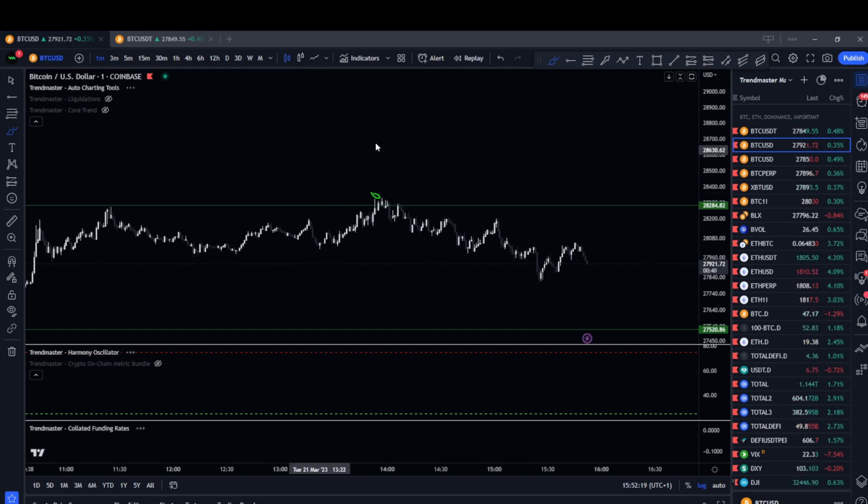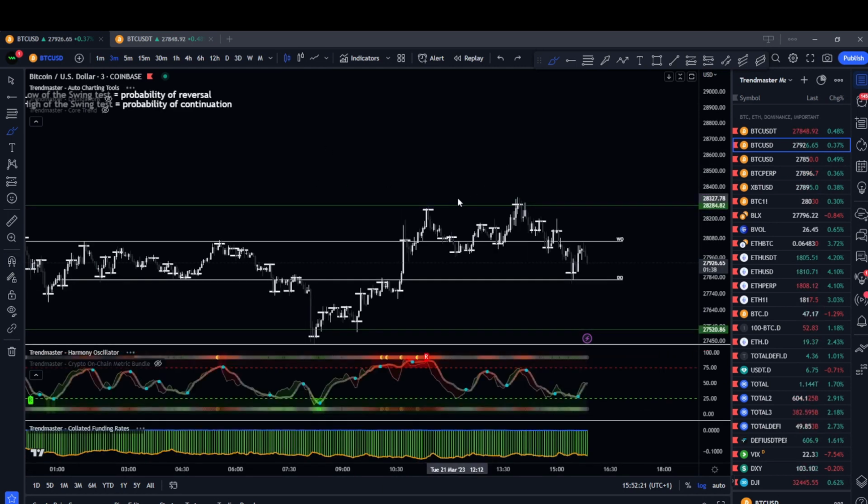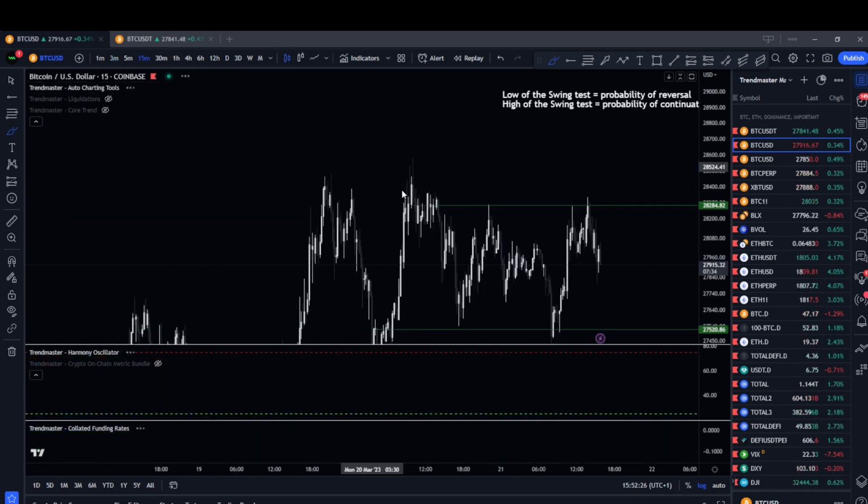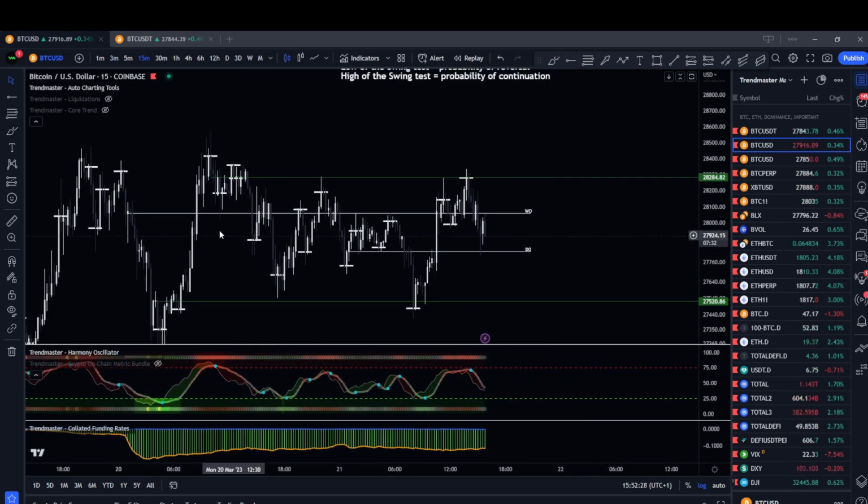And these things play out on every single time frame the exact same way. You can do it on the 3 minute, you can do it on the 15, on the 1. I don't recommend doing low time frames. And now, what does this tell you?